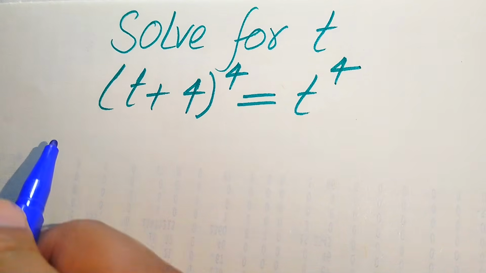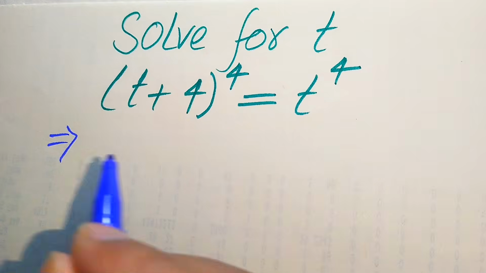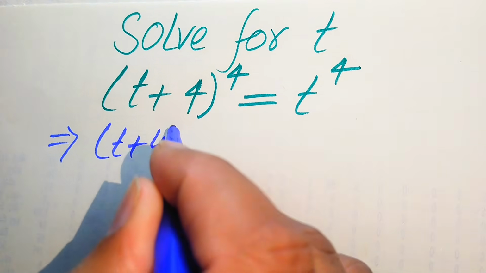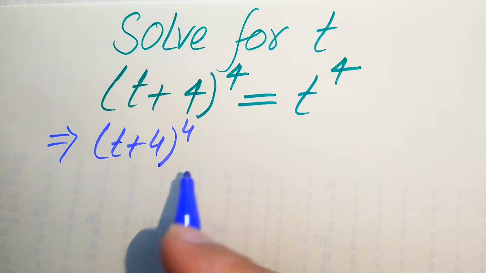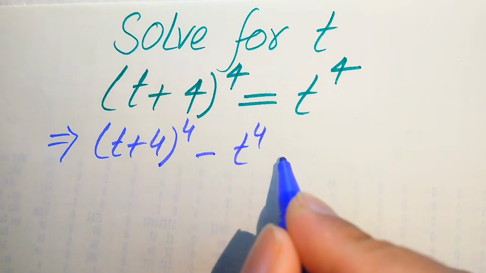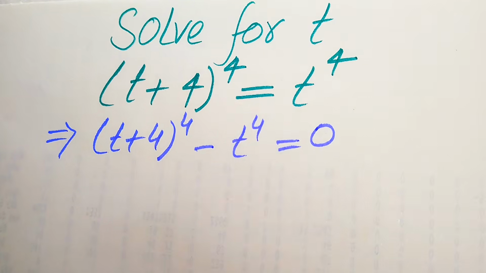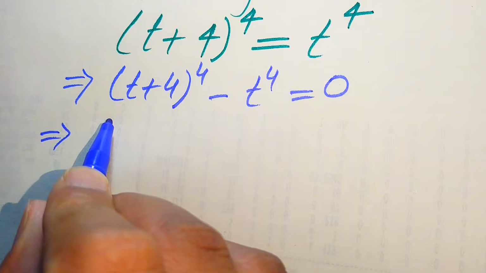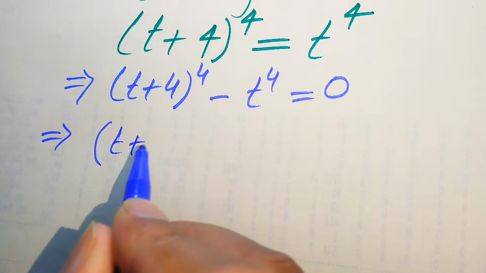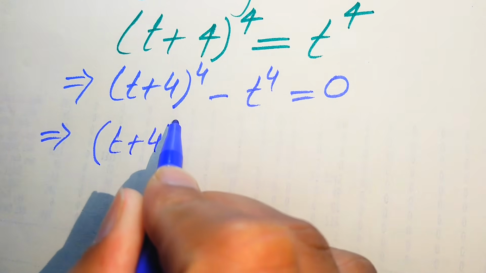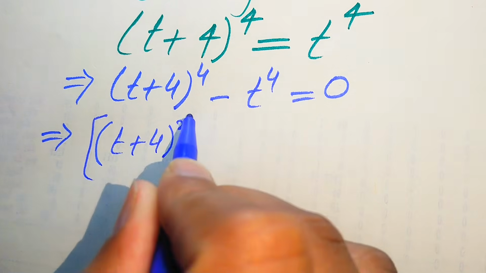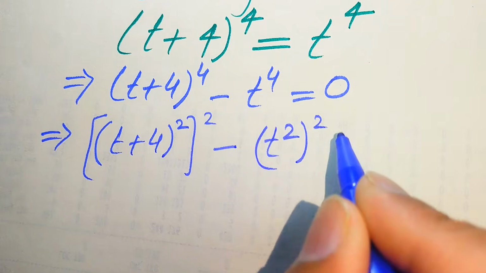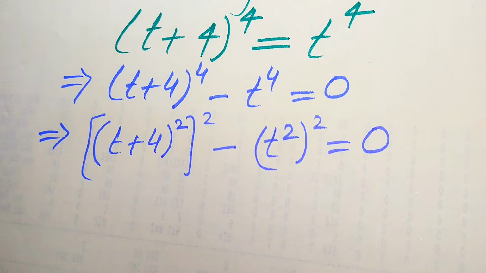So the very first thing we are going to do is rewrite this equation in this form. We move this t^4 to the left hand side, and it will be written as (t + 4)^4 - t^4 = 0. And now further again we write this in this form: we write (t + 4)^4 as ((t + 4)^2)^2, minus we write this t^4 as (t^2)^2, and this whole equation equals 0.